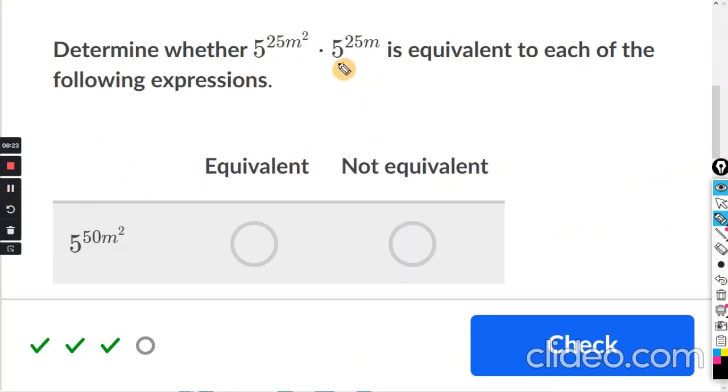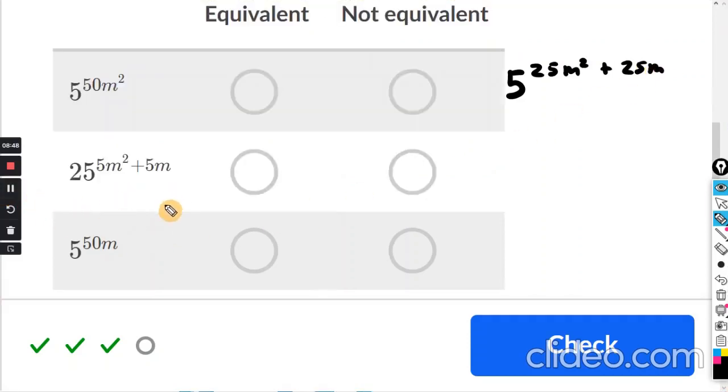All right, last one here, the 5s match. So I am going to keep the 5, and we can just add the exponents. 25m squared plus 25m is the new exponent. That's the exponent. Okay, the first one here, let's see. 5 to the power of 50m squared. There is no way this exponent can turn into 50m squared. So that one is definitely not equivalent.